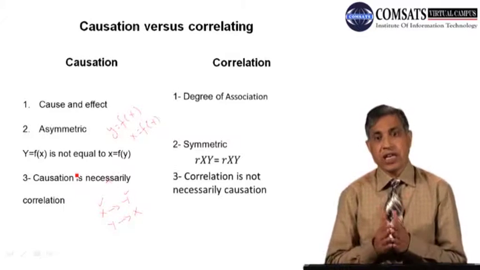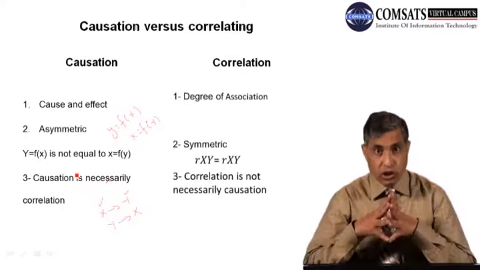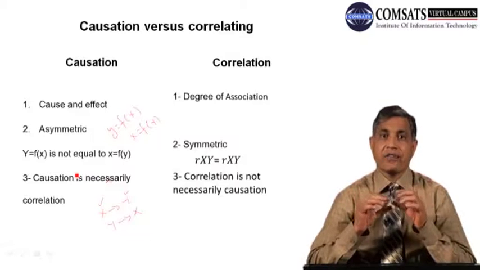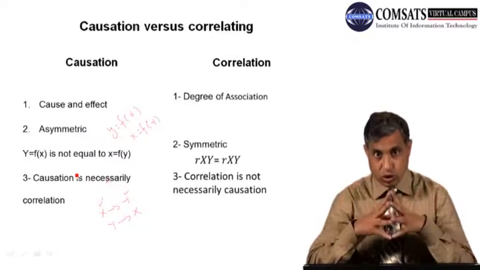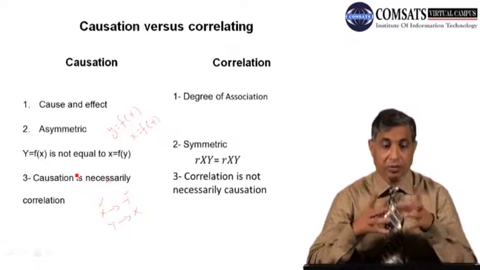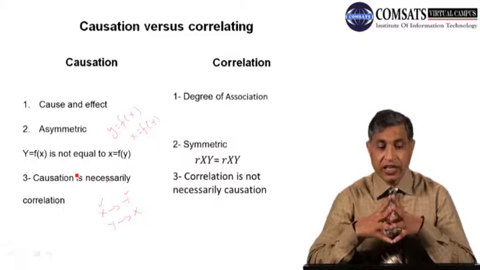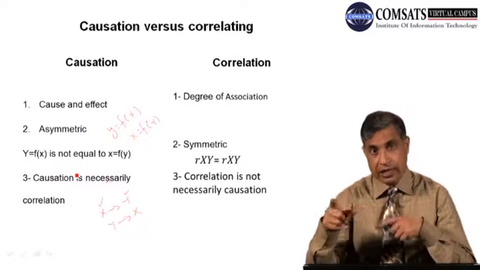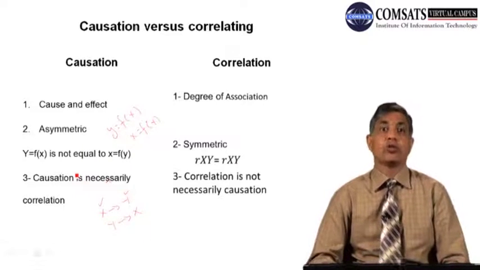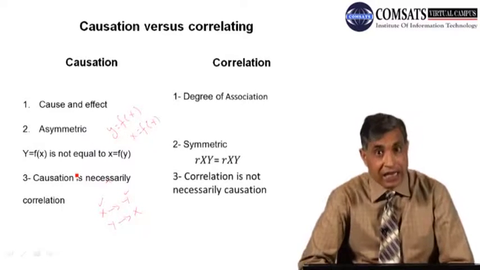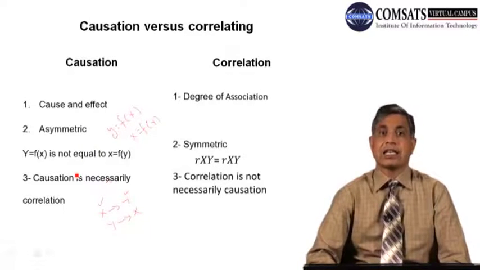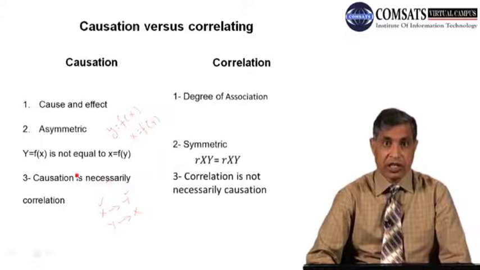So here was a bifurcation between causation and correlation. Simply speaking, correlation is only a very weak measure of association. It measures how much the variables are correlated. But causation is something different. It is asymmetrical as compared to correlation, which is symmetrical. And the important point to be noted here is that when there is causation, there is correlation also. But when there is correlation, it is not necessarily that there is causation.